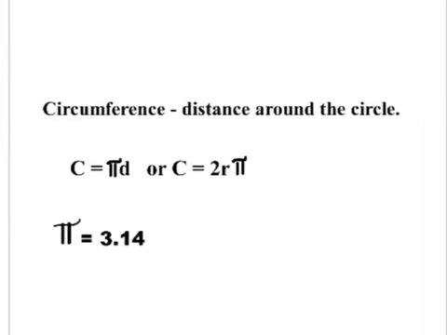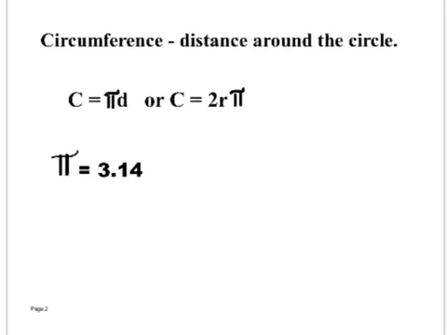All right, you need to write this down. This is a definition of circumference, and these are the two formulas. The formula for circumference is pi d, that's pi times the diameter, or 2r pi, because diameter is equal to 2 times the radius. We just learned that. So these are two formulas, pi d or 2r pi.